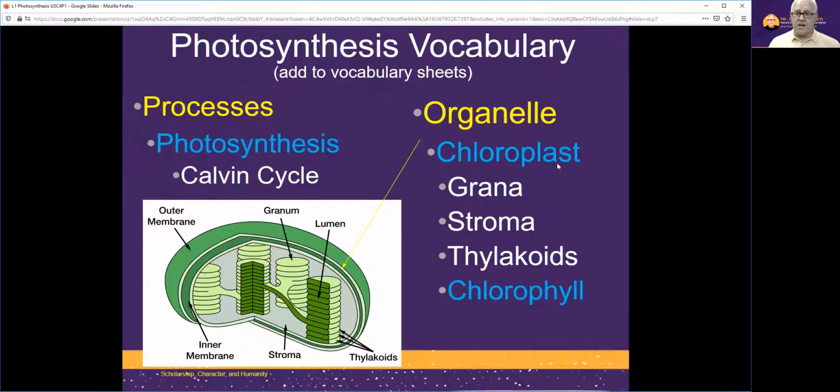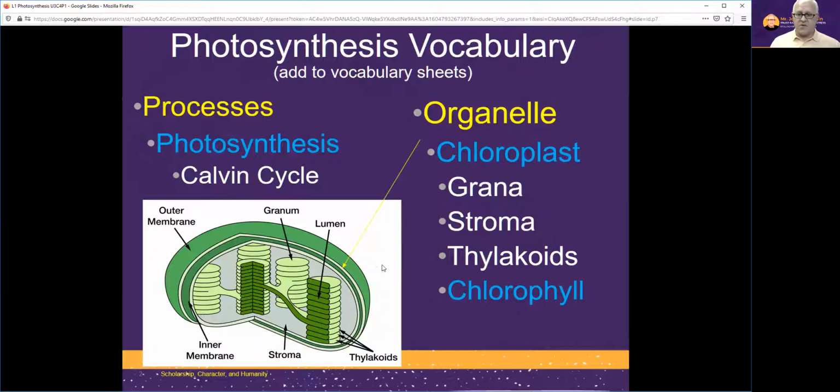They include the chloroplast. If you recall from our unit on cells, plant cells have the chloroplast, and the chloroplast looks like these little stacks of pancakes or little stacks like you'd see in a battery. So this organelle is the chloroplast, and we have the grana or the granum, the stroma, which is a fluid, the thylakoids and the thylakoid membranes, and the chlorophyll, which is that green pigment we're going to talk about. Plus, the organelle has an outer membrane and an inner membrane.